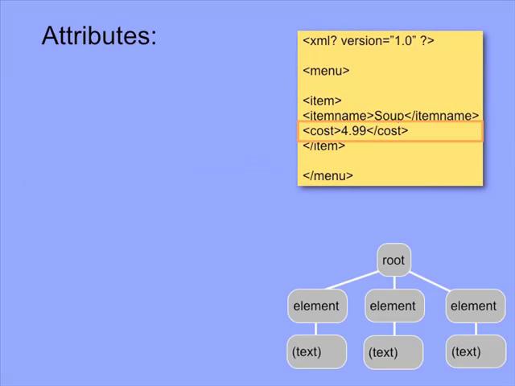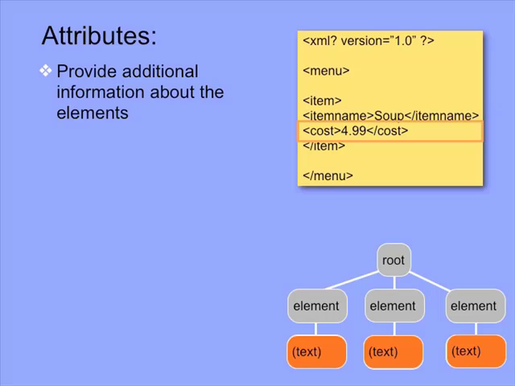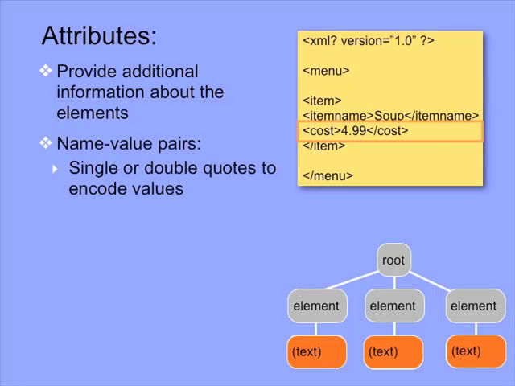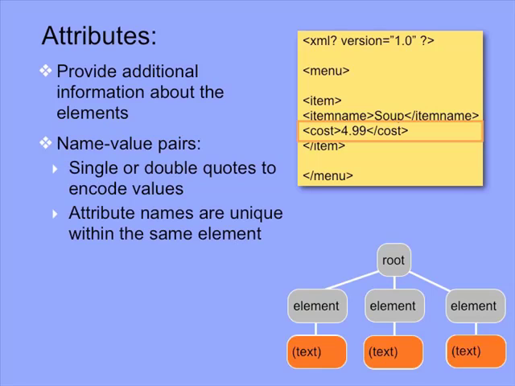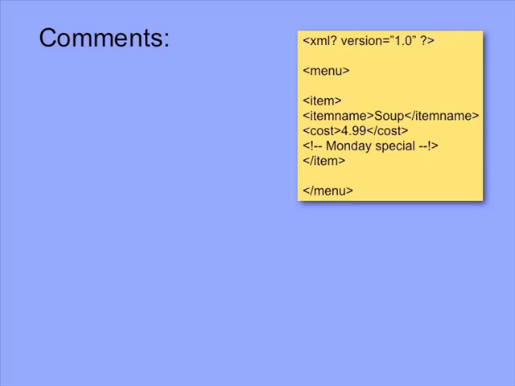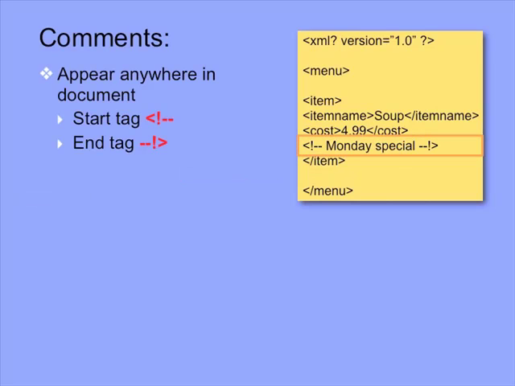Attributes provide additional information about the elements. They can be stored as name value pairs, using single or double quotes to encode values, and attribute names are unique within the same element. Comments can be used to provide additional information anywhere in the document. Used within a start and end tag, contents inside comments are not parsed.